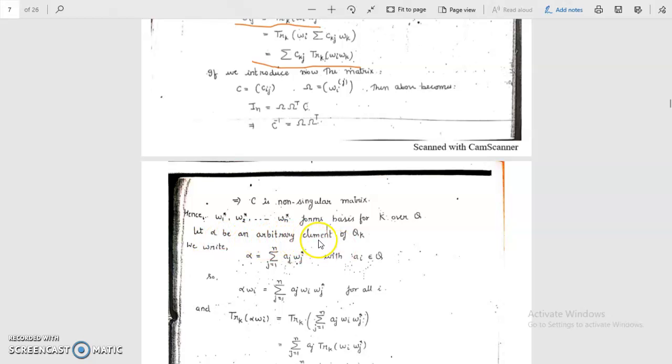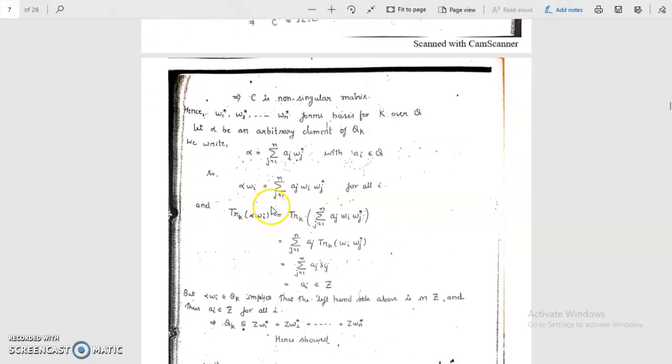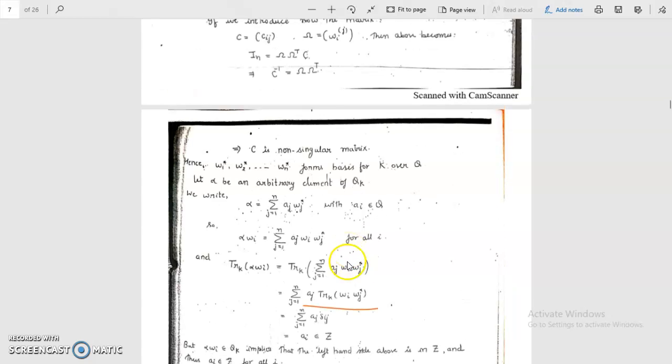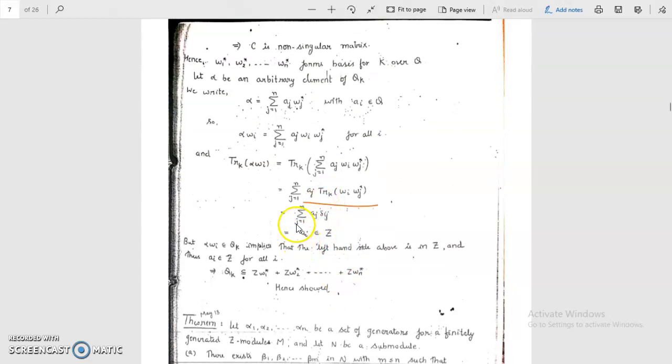Let alpha be an arbitrary element of O_K. So we write alpha equals sigma aj ωj* with ai belongs to Q. So alpha ωi can be written as sigma aj ωi ωj* for all i, and trace of this equals trace of sigma aj ωi ωj*. Now trace goes inside, this is the property of trace, so trace of ωi ωj*. Now trace of ωi ωj*, we have already found, it is delta ij.